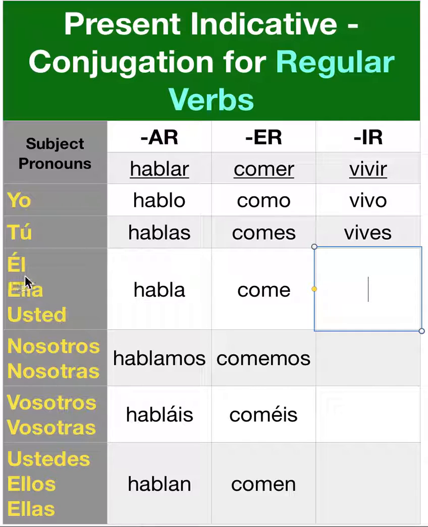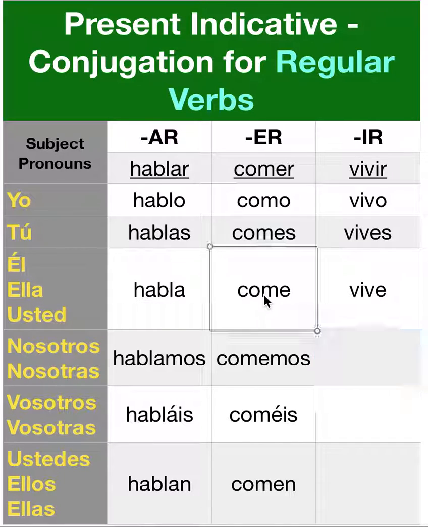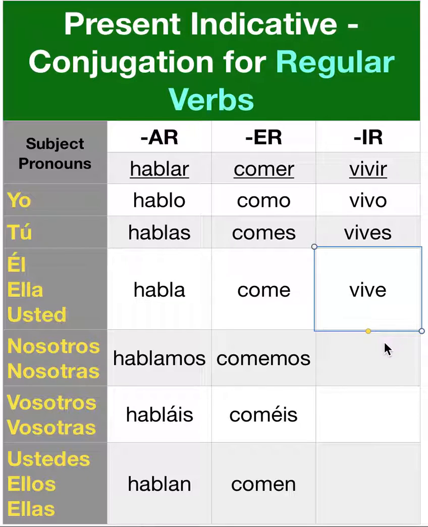And then we have él, ella, and usted. We take the stem and add e instead. It's the same as the él, ella, usted form for the ER verb. Instead of an i, we add an e. It doesn't take this i. Él vive, ella vive, usted vive, which means he lives, she lives, you formal live.